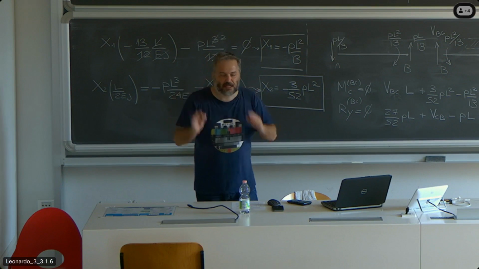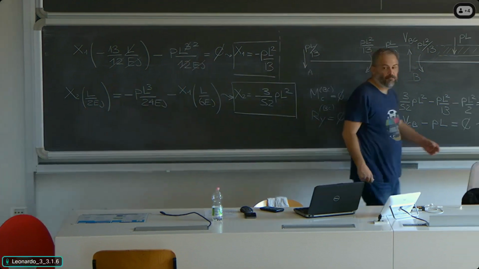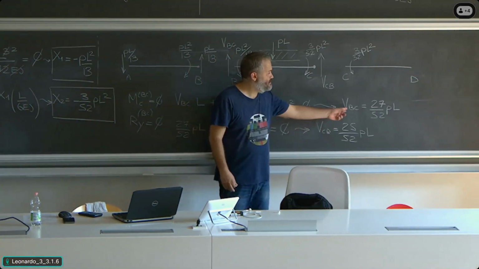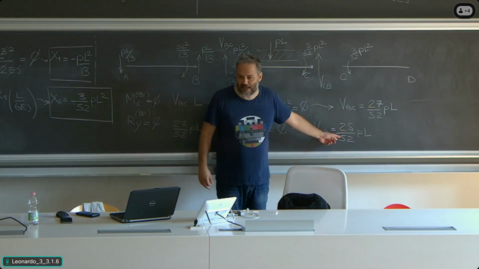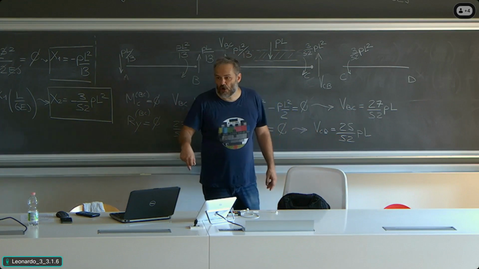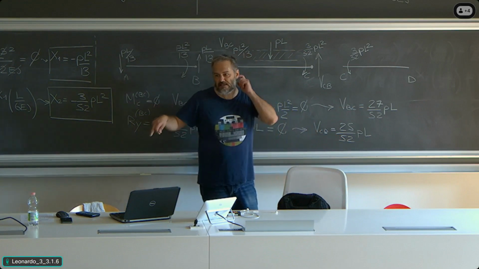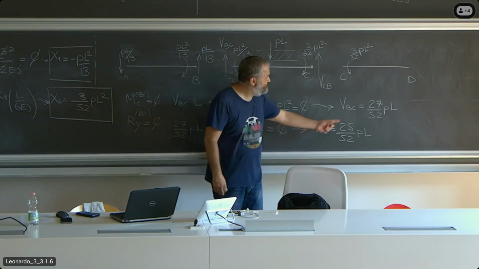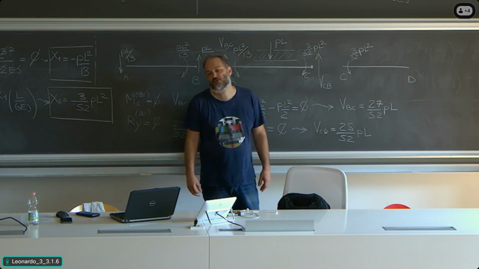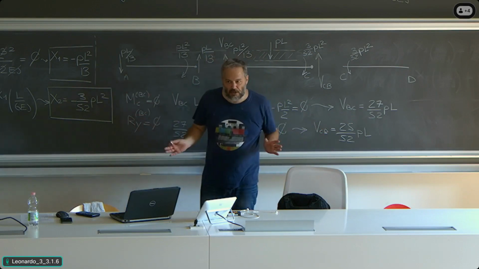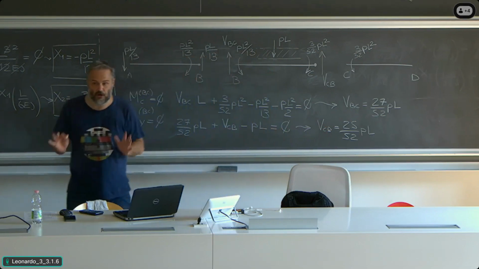Just to give you an idea, if you obtain in a wrong way VBC equal to 0 and VCB equal to PL, the result is wrong, but it allows you to have equilibrium. If you have VBC equal to 2PL and VCB equal to 3PL, no equilibrium, result is very wrong. Okay?